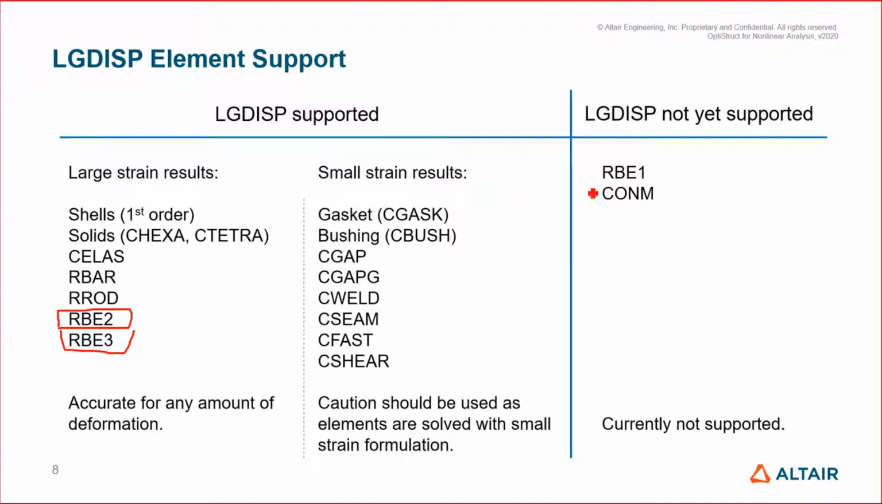We use CONM2. These are just mass elements, so you don't really need large displacement for mass elements. The mass is considered there, so we don't really need any large displacement for the concentrated mass or the lumped mass.